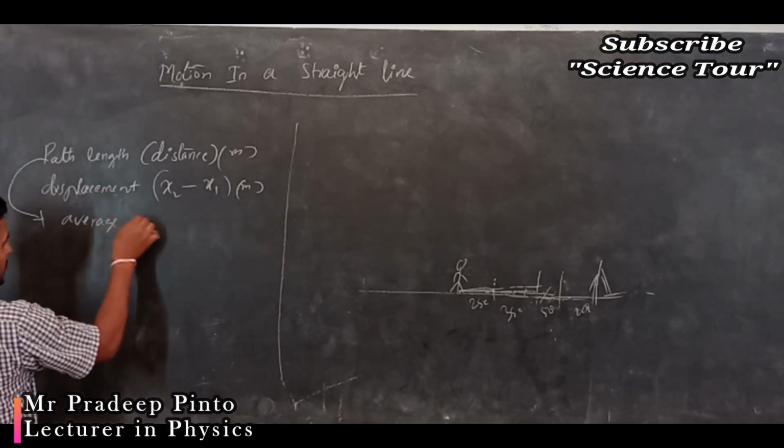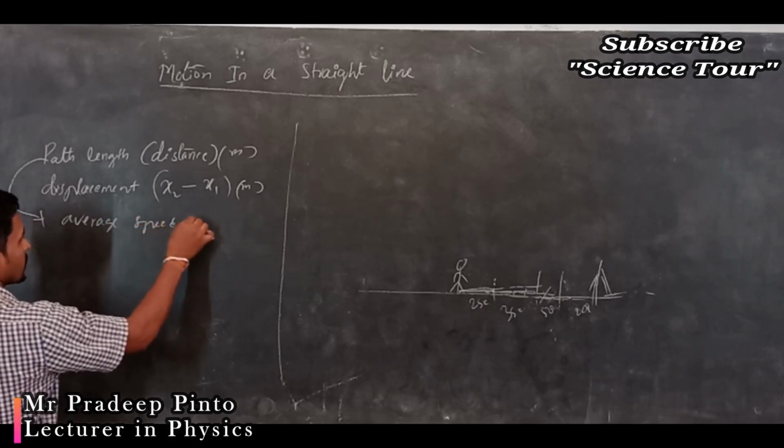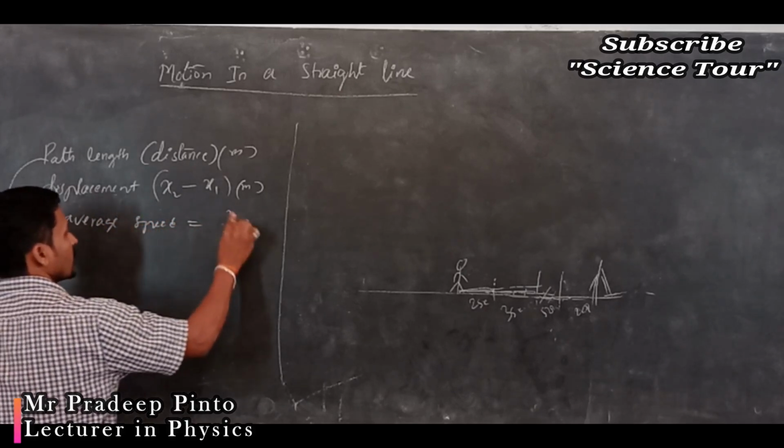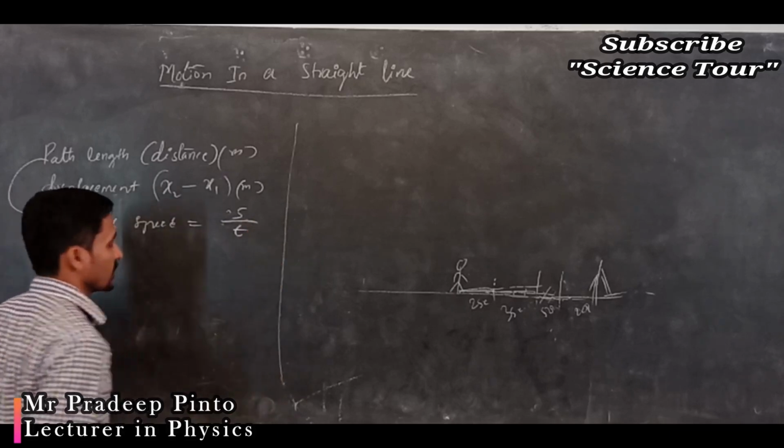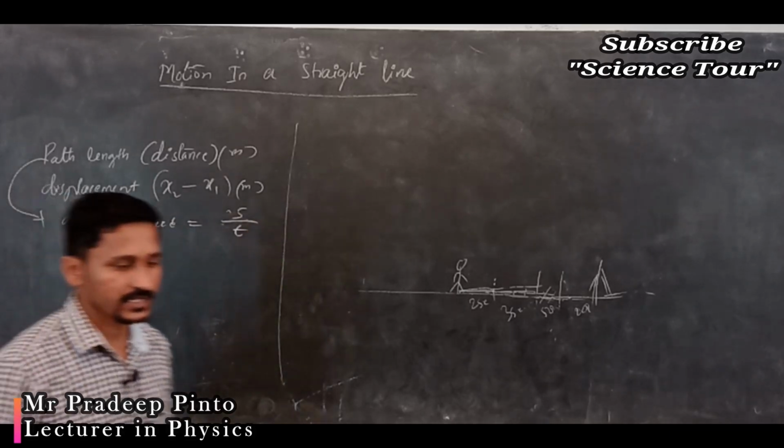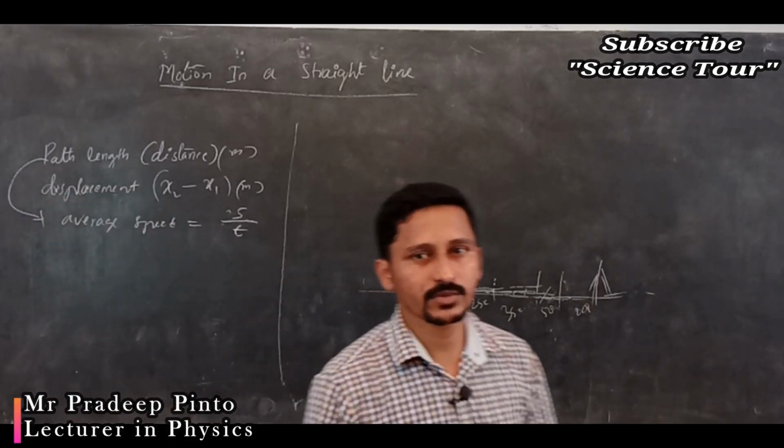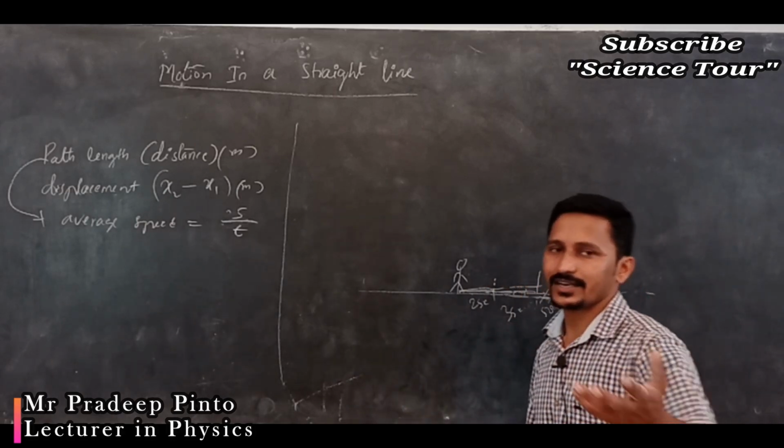So average speed means the distance divided by time, or the path length divided by the total time interval. It is the ratio of the path length to the time. You don't need to write down that definition and all.